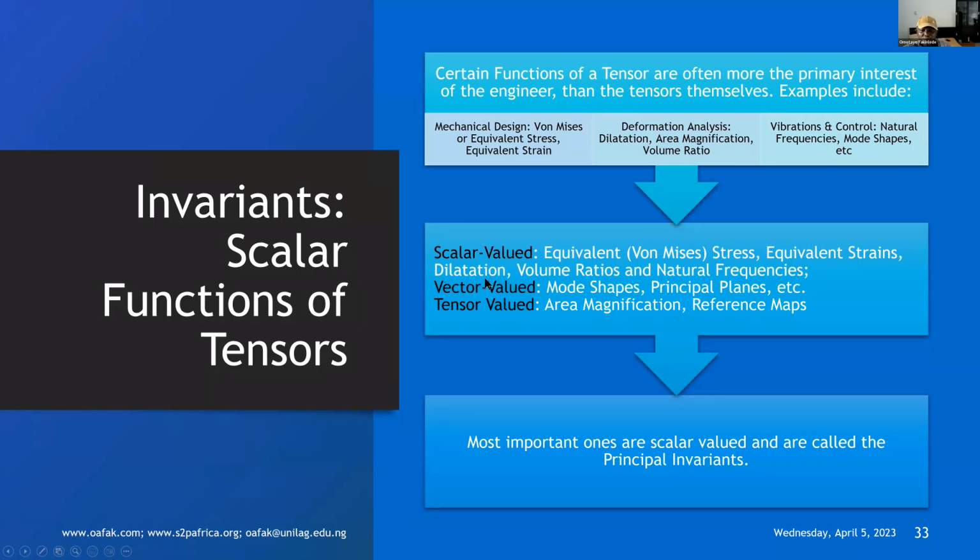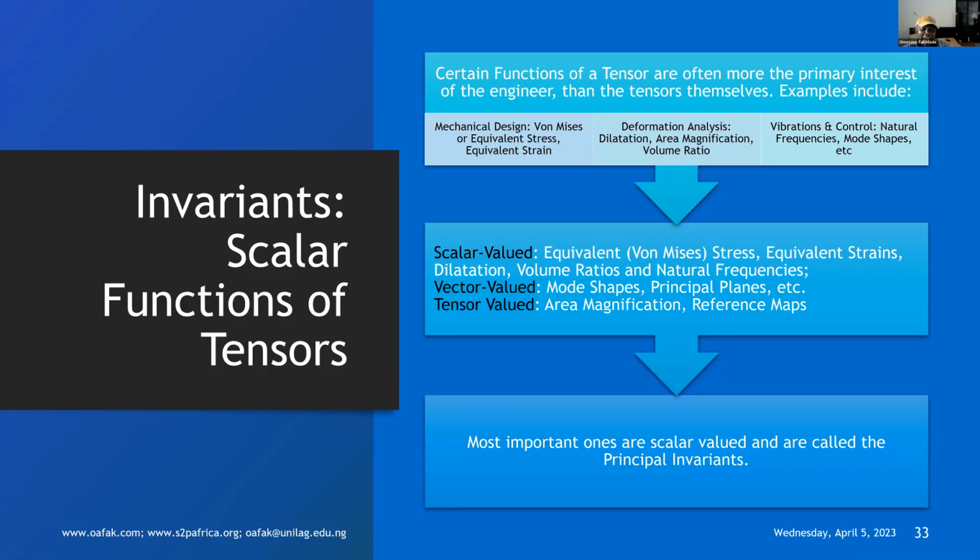There are vector valued functions of tensors, mode shapes, principal planes. They are functions of tensors. They are actually functions of the stress tensor, which we will talk about at another time. Mode shapes or vibration results, they are vector valued. There are also tensor valued functions, the area magnification, the reference map. All these ones are tensor valued. So a function of a tensor can be scalar valued, it can be vector valued, it can also be tensor valued. But today, we are looking at scalar valued invariants.